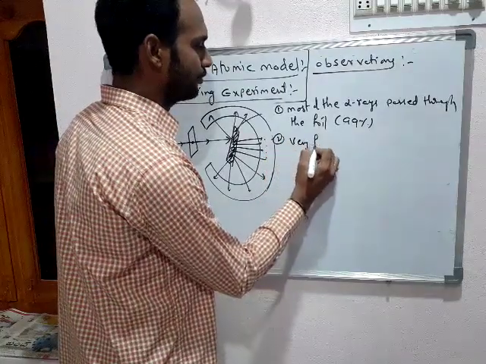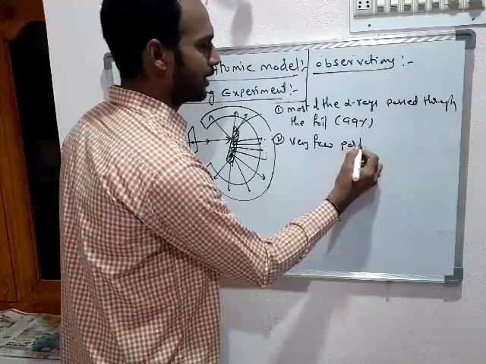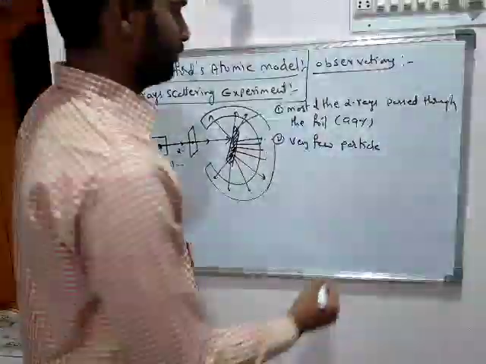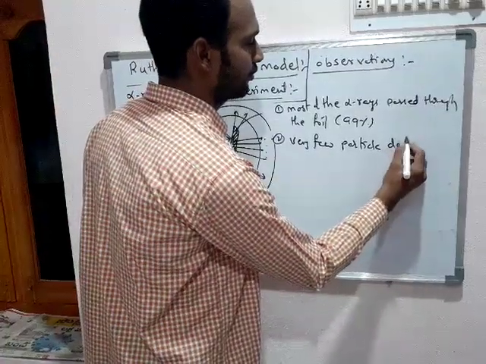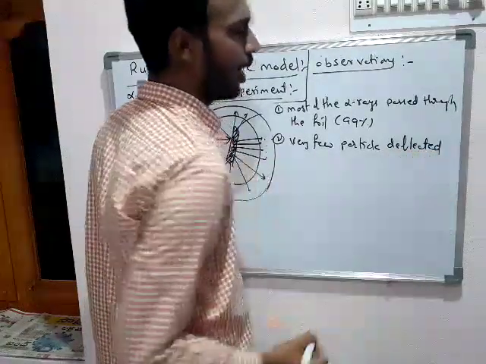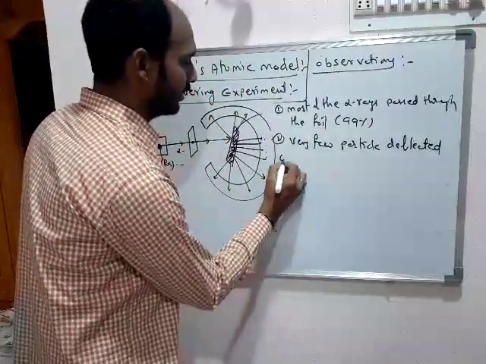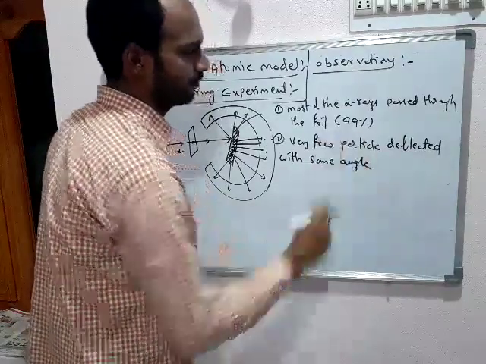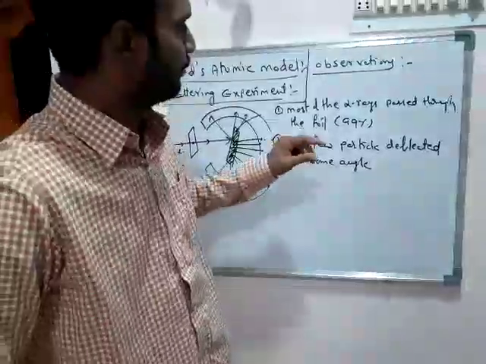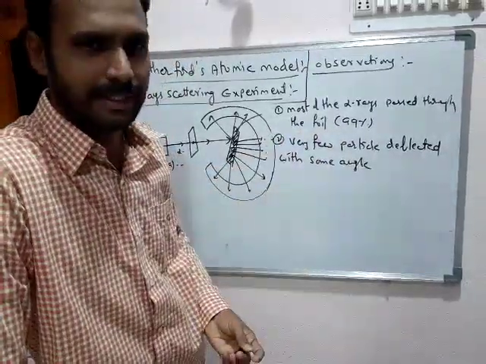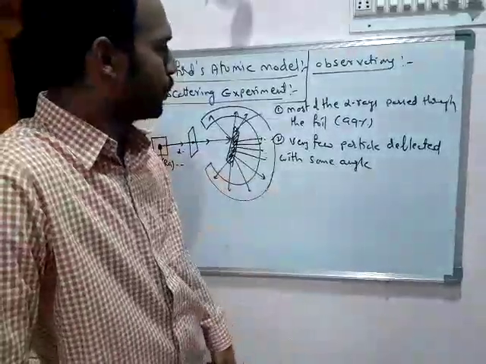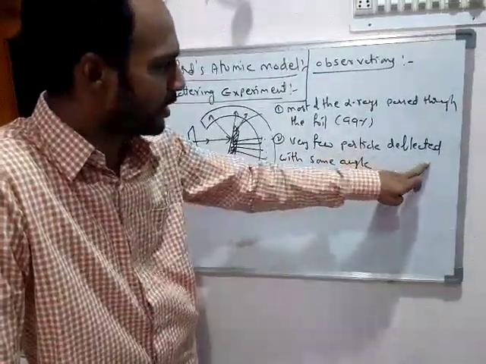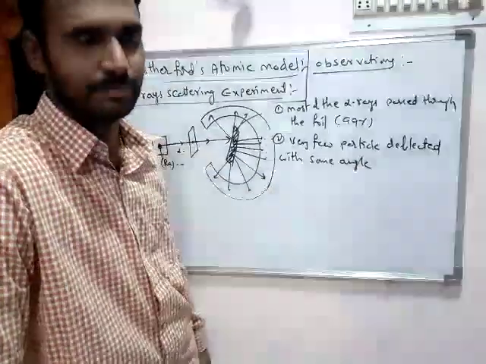Next, very few particles, nothing but very few rays, are deflected with some angle. So maximum alpha rays are not at all deflected. They simply passed through the gold atoms of that foil, and very few particles are deflected with some angle.